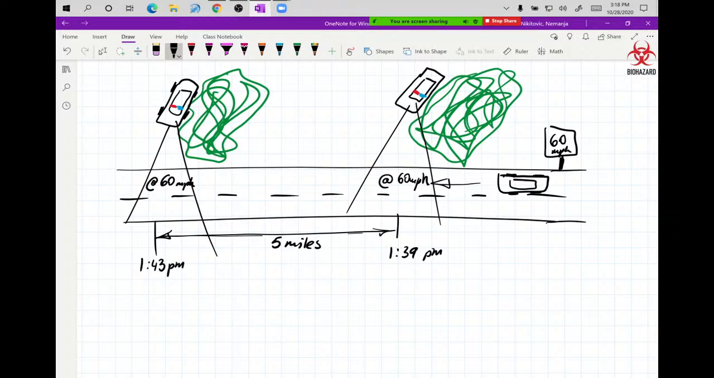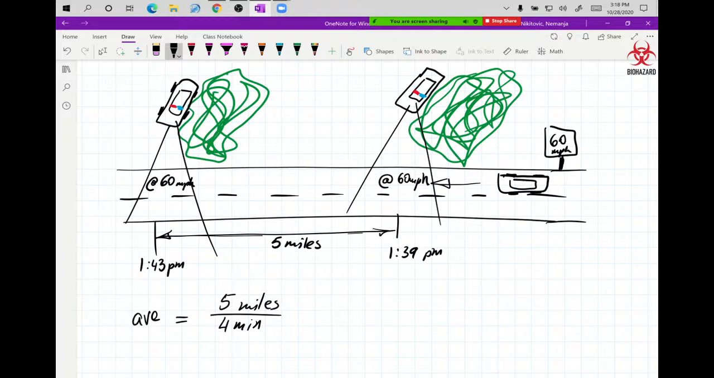Now, in reality, this is not done with squad cars. This is done with those cameras and E-ZPass gates and so on. So now, what is happening here? Well, let's take a look at the average speed. So you are covering 5 miles in 4 minutes.